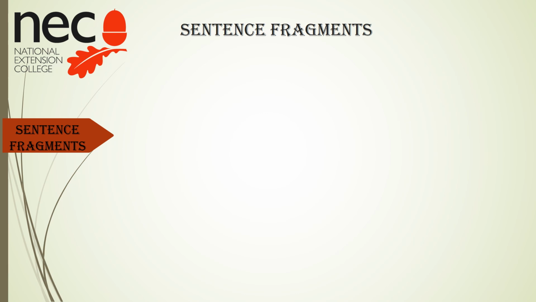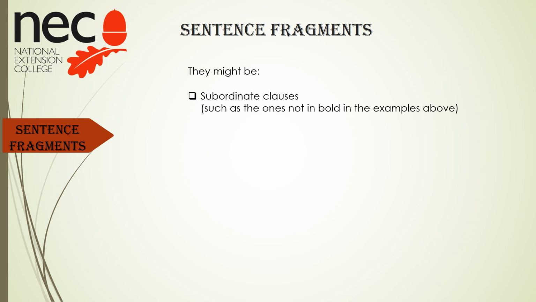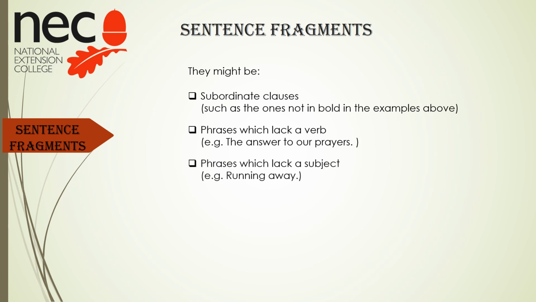Sentence fragment. Sometimes writers use phrases that are not technically complete sentences. These are known as sentence fragments. These may be accidental errors, but they can also be used for effect. They might be subordinate clauses on their own, such as the ones not in bold in the examples above. But they may also be phrases which lack a verb, for example, the answer to our prayers. Or phrases which lack a subject, for example, running away.